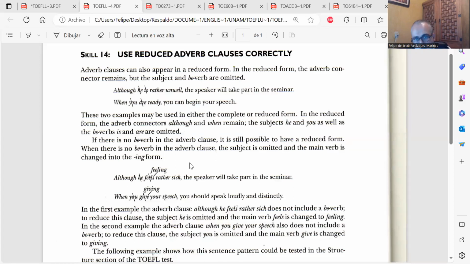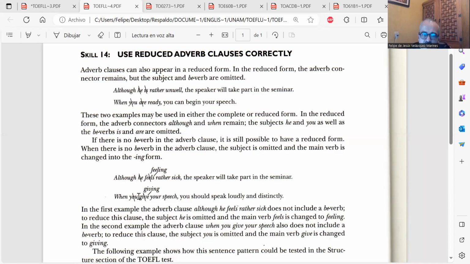Now, although he feels rather sick, the speaker will take part in the seminar. What is the repetition? The speaker and he. We eliminate he. We don't have an auxiliary, so we just transform the verb. Is this active or passive? Él se siente o él es sentido. No, él se siente. Okay, so all the feeling, ing.